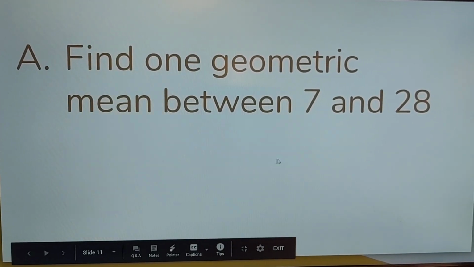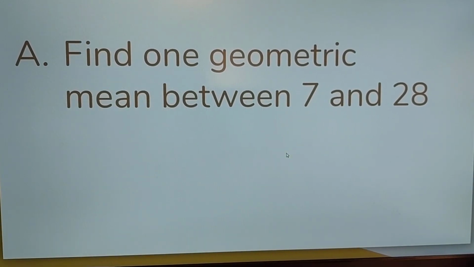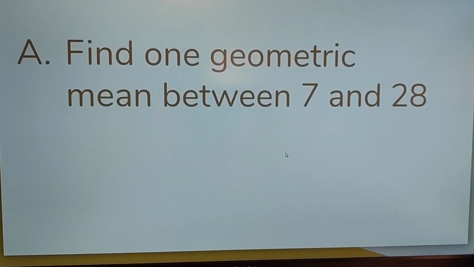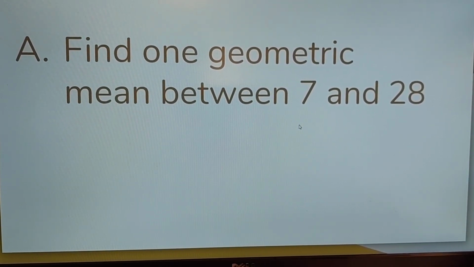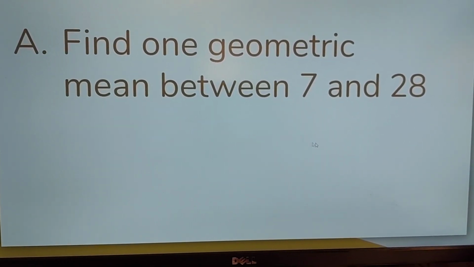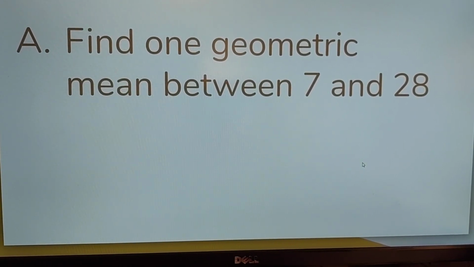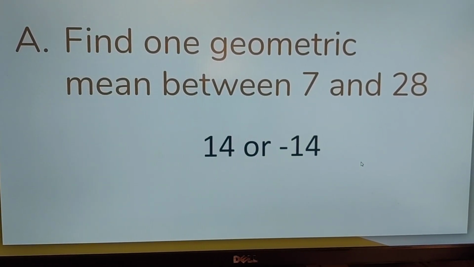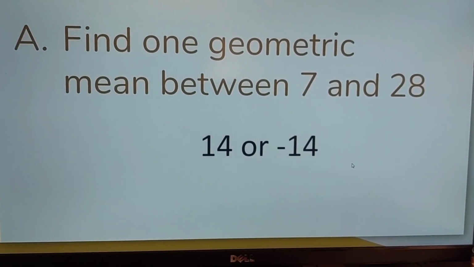All right, you are on your final four. I know it's no longer March, but we're doing the final four right here. So first question, find one geometric mean between 7 and 28. I'm going to ask you to go ahead and pause this, do the work, and that way you can get the answer as soon as you come back. And here it is. You can have 14 or -14 for this one. Both are correct.